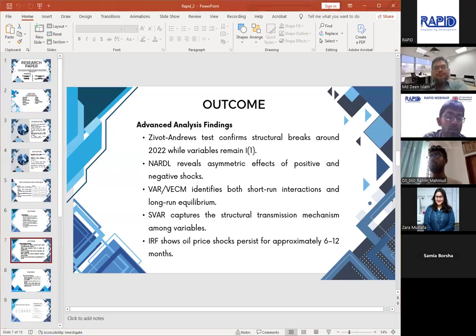Now, moving on to the next slide, the advanced analysis findings, we are going to dig a bit deeper. We ran extra checks to make sure that the 2022 result wasn't a fluke, and indeed there was a noticeable shakeup around that year, but the long-run relationship still held afterward. We also discovered something interesting.